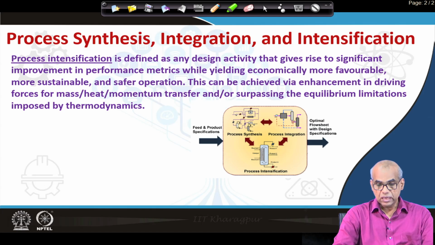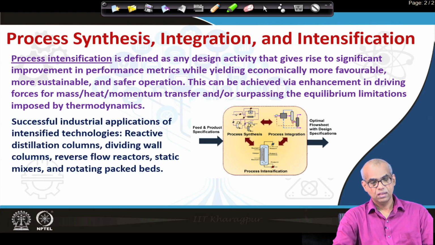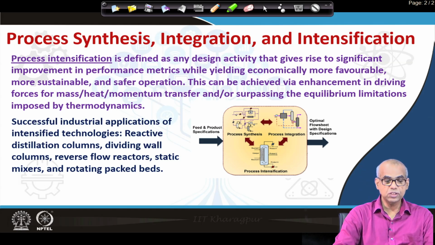So, you can see in the cartoon how process synthesis, process integration and process intensification are interconnected for obtaining the most efficient flow sheet that converts the raw materials into finished products. There are several successful industrial applications of intensified technologies. Some examples are reactive distillation columns, dividing wall columns, reverse flow reactors, static mixers and rotating packed beds.